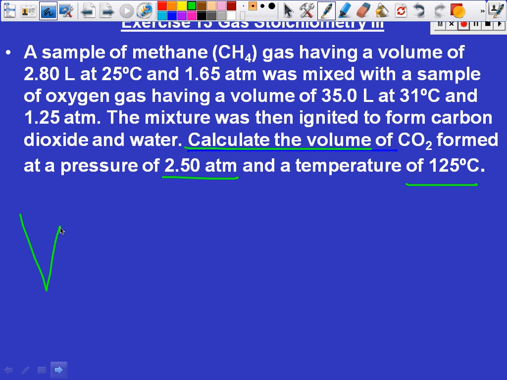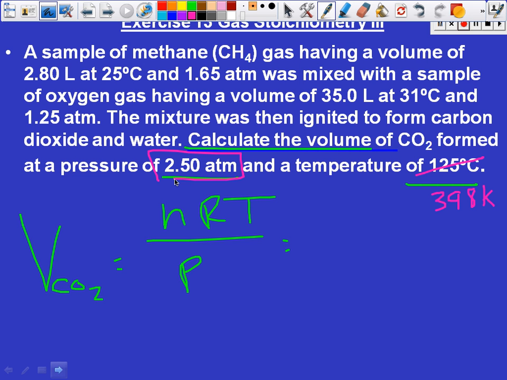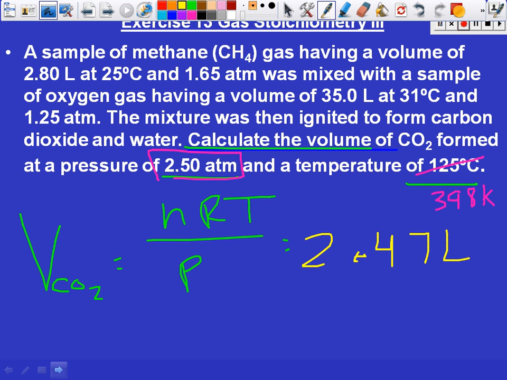So now we need the volume of CO2, and we're going to use PV=nRT, which is V = nRT over P. You know your moles, you just solved it, it was 0.189. You know R is a constant. You know T, change that from 125 to 398 Kelvin. And then your P is 2.5 atmospheres. If you plug all that in, the final answer, and I know I'm moving a little fast, is 2.47 liters. If that was a little too fast for you, go back, double check, and see what was going on.